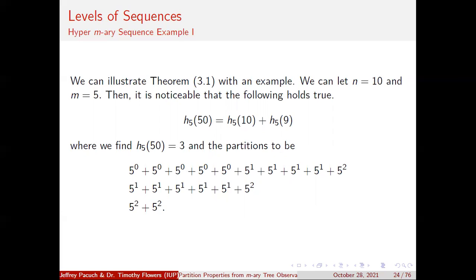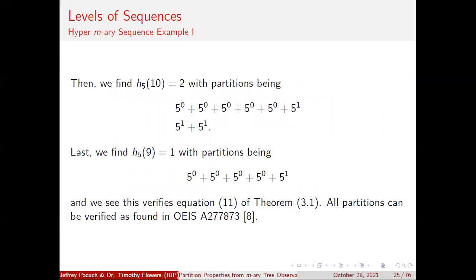So if we look at the hyper 5-ary partitions of 50, we get 3 ways to do that. I won't read through them, you can see them on the screen, where each power occurs at most 5 times. If I find the hyper 5-ary partitions of 10, there are 2 ways to do that. They are listed on the screen. We get 5 to the 0 power 5 times. And we find the 5-ary partitions of 9. There's only 1 way to do that. And we can see that the theorem will be true. So 2 plus 1 is 3, and it's true.